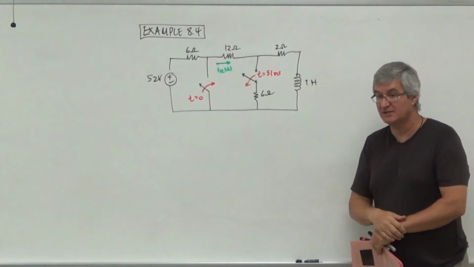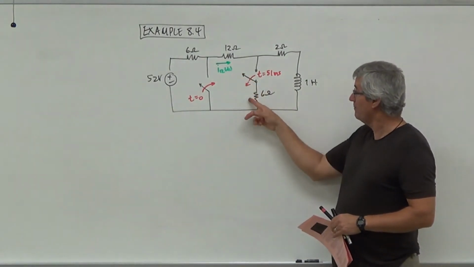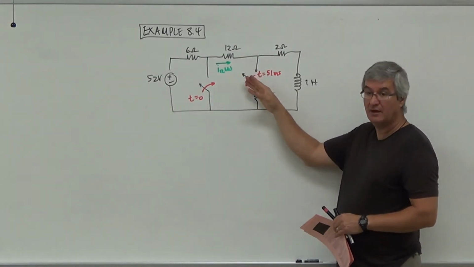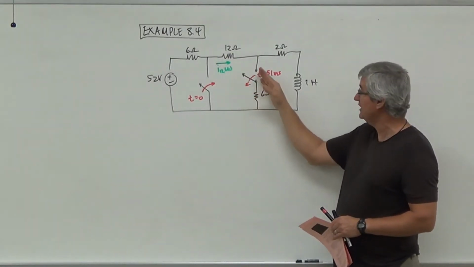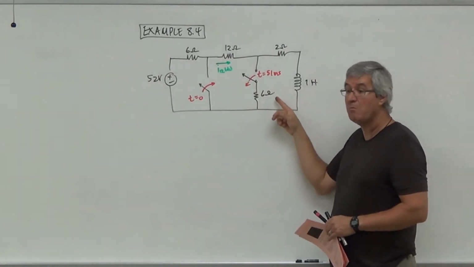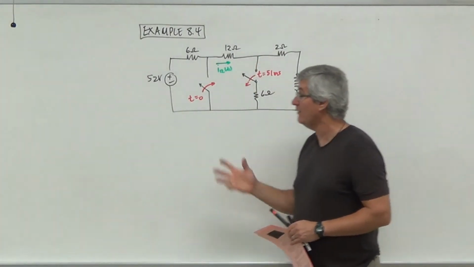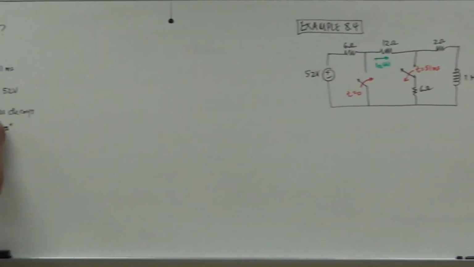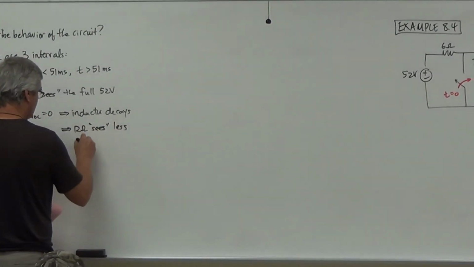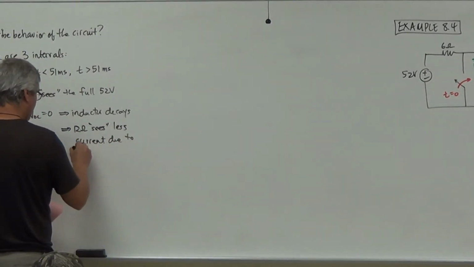So the question is this. Before this switch is open, I would expect this guy to see less current. But as soon as this thing gets open, I'm expecting to see more current from the inductor, because it's not dividing the current. So intuitively, I would say that the 12 ohm sees less current due to the current being divided.